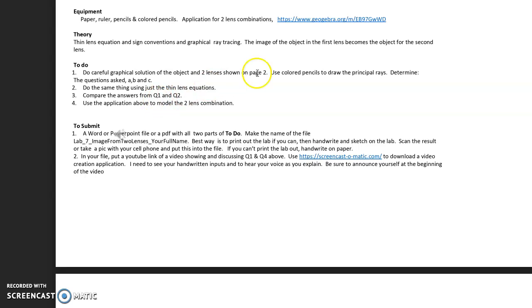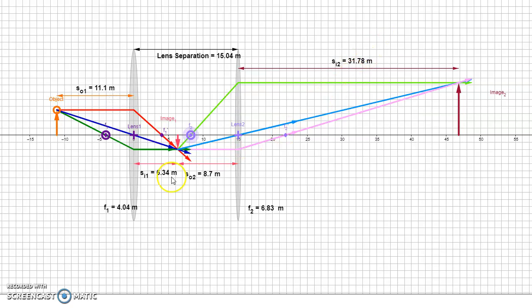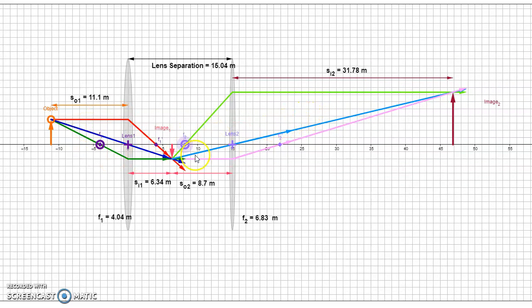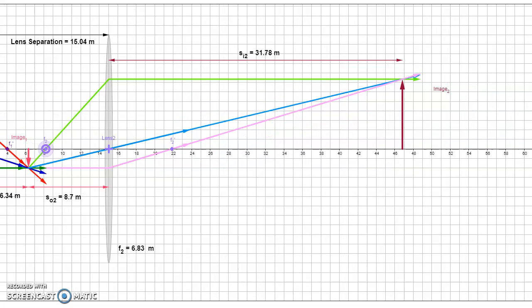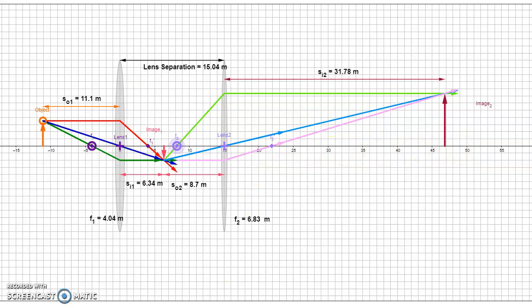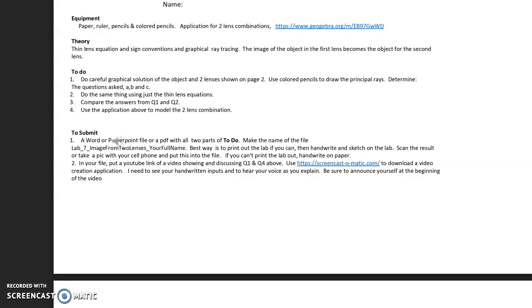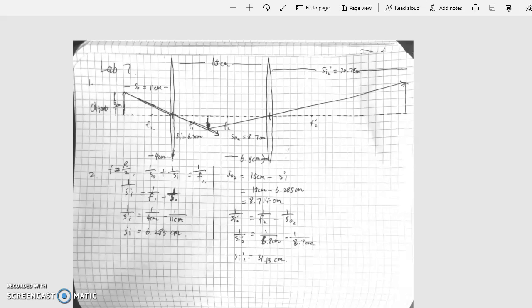First of all, as you can see from the simulation, those would be the numbers I got from this virtual physics lab, and this is my calculation and my drawing. So, I apologize for not using color pens. I currently don't have them, but that's the ray tracing.